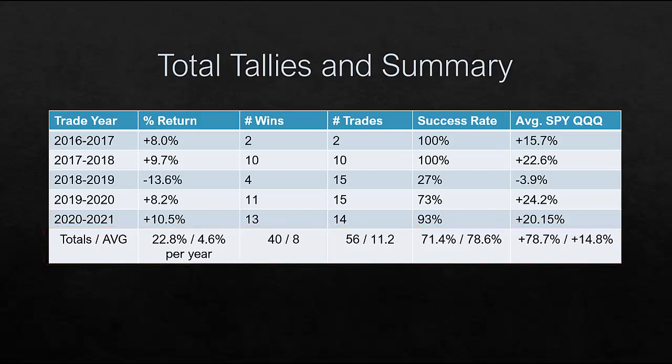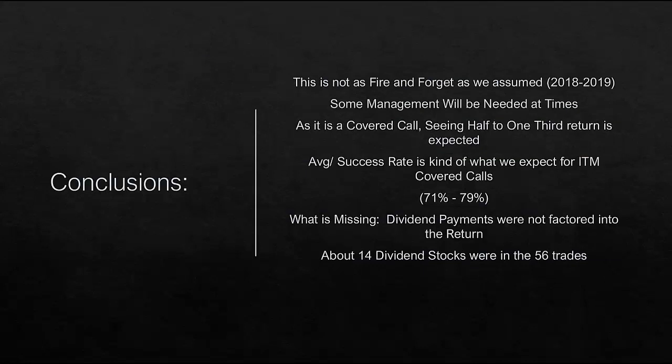So we're under where we expected, and we're not seeing the full amount we'd expect to see, and most of that was pulled down, obviously, by 2018 to 2019. So what can we conclude from this before we get into the comparison? Naturally, this is not as fire and forget as some of us assumed when we saw the initial simulated CD covered call approach.